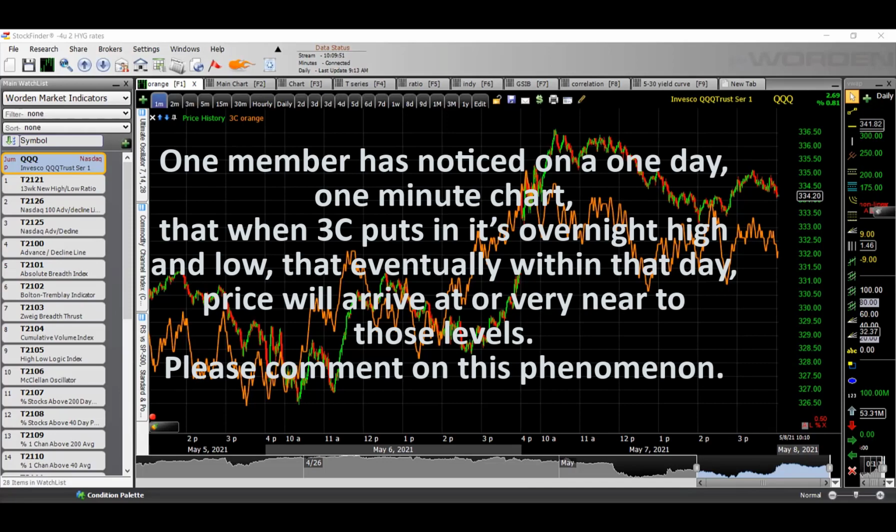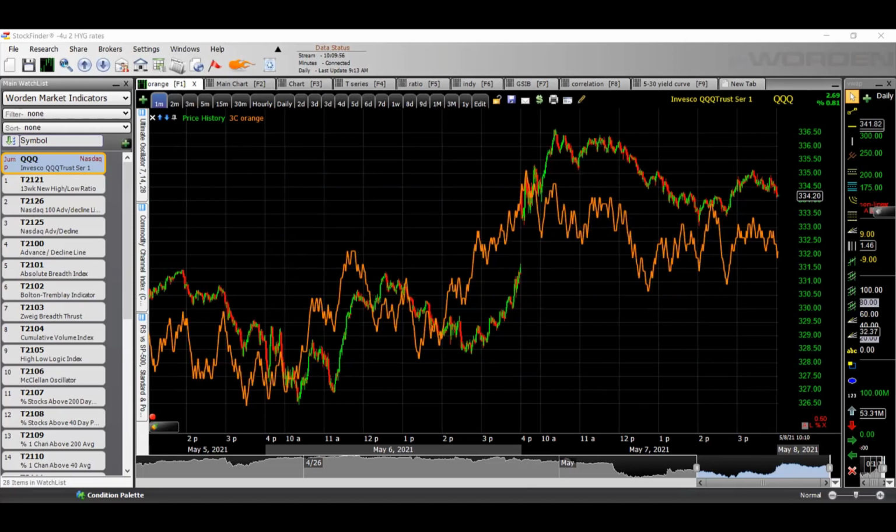I can't remember exactly what it was in, but 3C had negatively diverged from price and it was leading lower. And by the time price caught down, just like we kind of saw with QQQ, price almost reverted right down to where 3C had been at that leading divergence. So I think there's something to that. And I think that is the end of those questions.